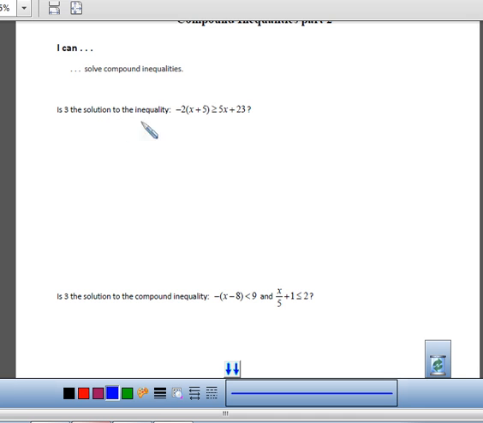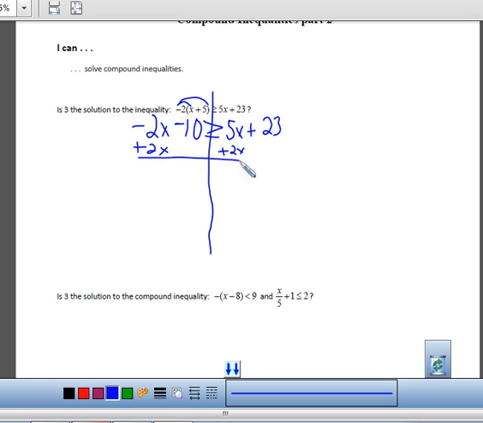So the first one, is 3 the solution to the inequality? Now, one way to answer this is, alright, let's go ahead and solve it. So I'm going to draw my train tracks, or draw my line down just like I would. I'm going to go ahead and distribute the -2. So I have -2x plus -10 is greater than or equal to 5x plus 23. I'll add 2x to both sides. You can solve this whatever way you wish. And when I do that, I get -10 is greater than or equal to 7x plus 23.